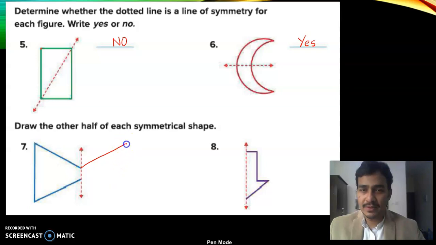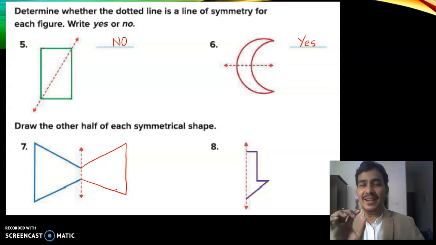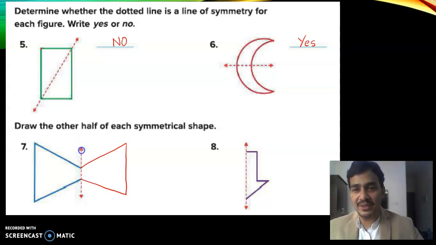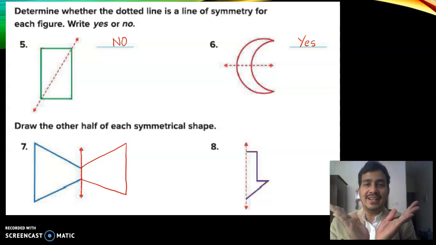Let me draw this first. And then join. Okay, a little bit here and there, but yeah, this is how you can finish the figure. So if you see with respect to this line, both the sides are the same. If you join them, they will overlap each other.